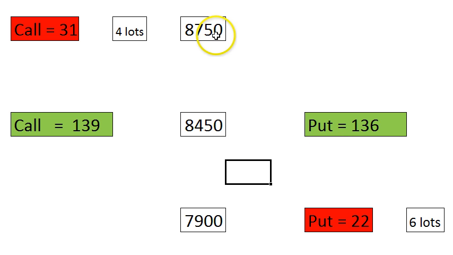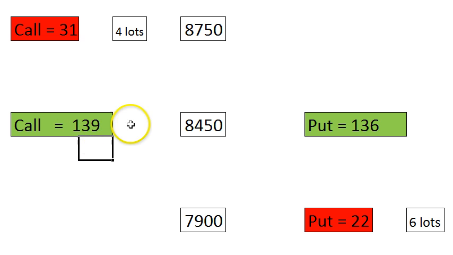And as you can imagine, we're going to sell 4 lots of the 8750 call at 31 rupees. So 4 lots multiplied by 31 rupees will be 124. So you will collect premiums of 124 rupees, which is not exactly the same as 139, but you're pretty much recovering the cost that you made for investing in the 8450 call here.